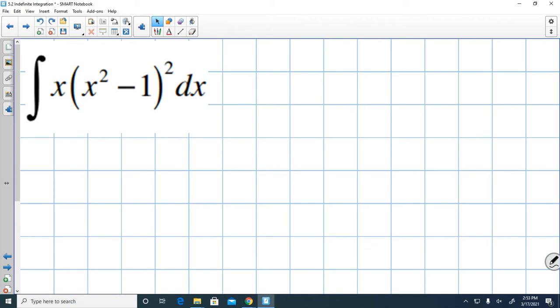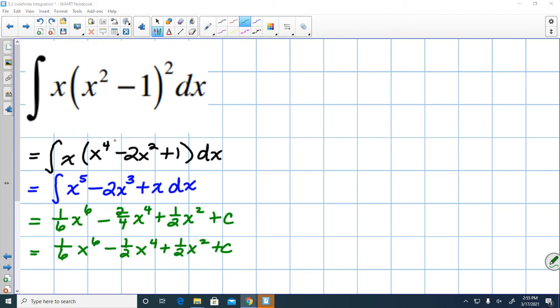So here's what that would look like. You could square this binomial, distribute the x to get x to the fifth minus 2x cubed minus x dx, and then integrate. So add 1 to the exponent, you get 6, divide by the new exponent, 1/6. So if I do all that, this is what you guys did last time.